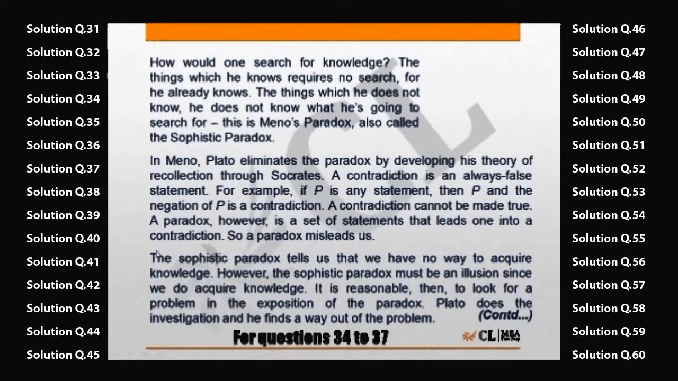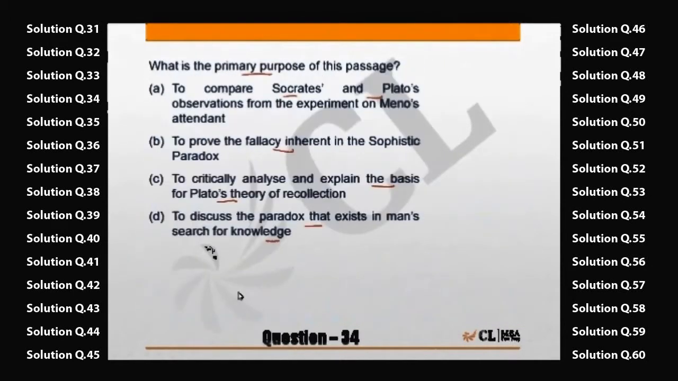Now if we look at this here, the passage talks about what the paradox is. A paradox is a set of statements that lead to a contradiction. So a paradox misleads. Then it talks about the sophistic paradox, that we have no way to acquire knowledge. However, the sophist paradox must be an illusion since we do acquire knowledge. It is reasonable then to look for a problem in the exposition of the paradox. Plato does an investigation. So this is what the passage starts off with, and then it goes on to the theory of recollection to verify this particular thing. Okay, so let's go to the choices now.